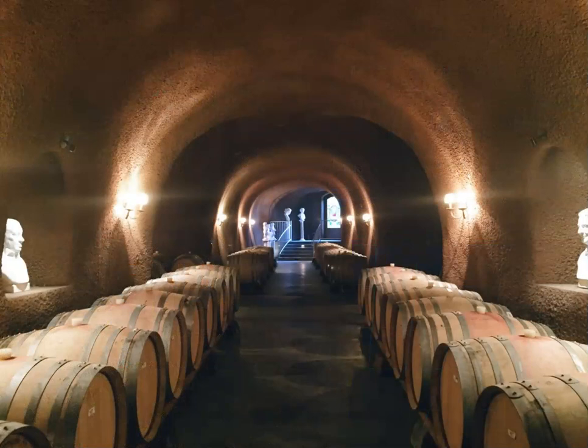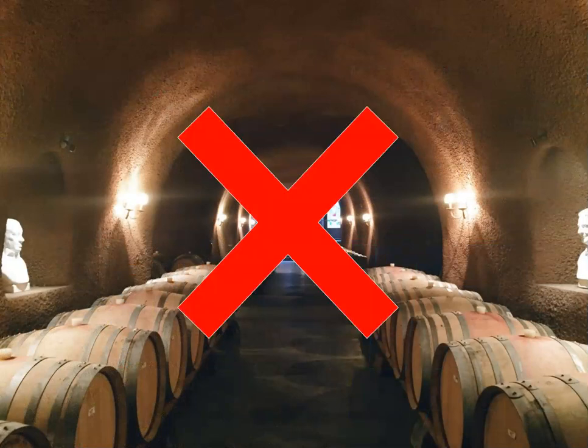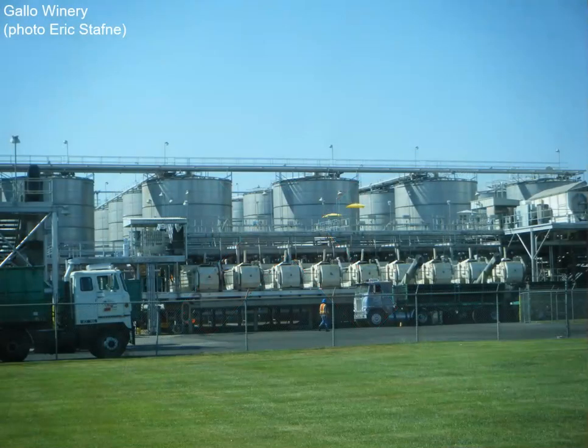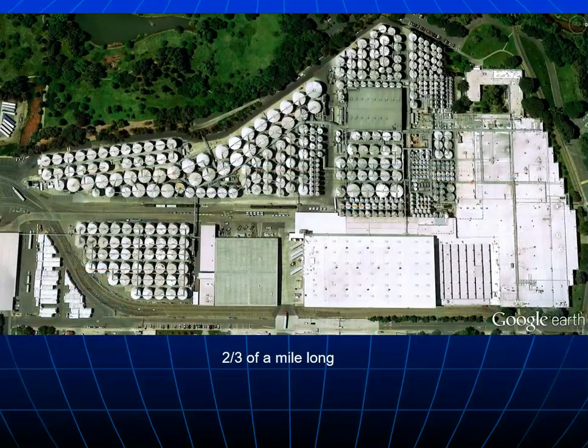People picture this. This is not the Central Valley. This is not where the wine is aging. This is not where the wine is fermenting. It's doing it in these giant stainless tanks. This particular one is in Modesto, and this is a massive, massive complex.